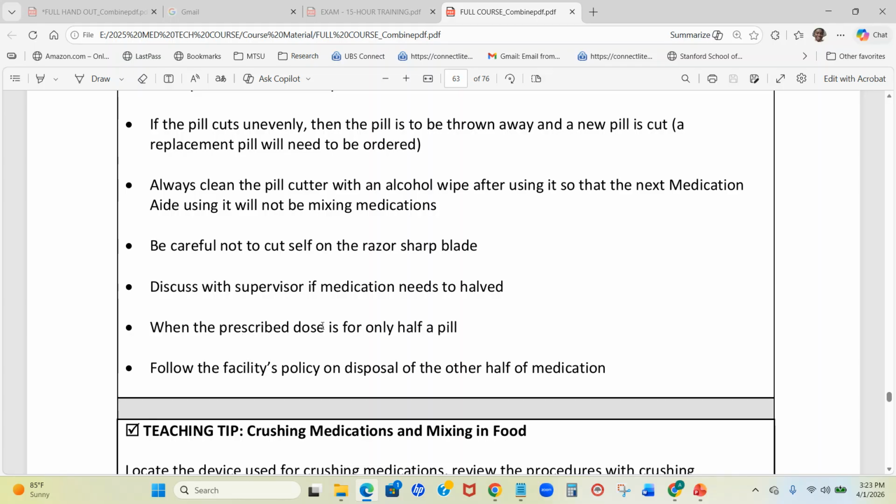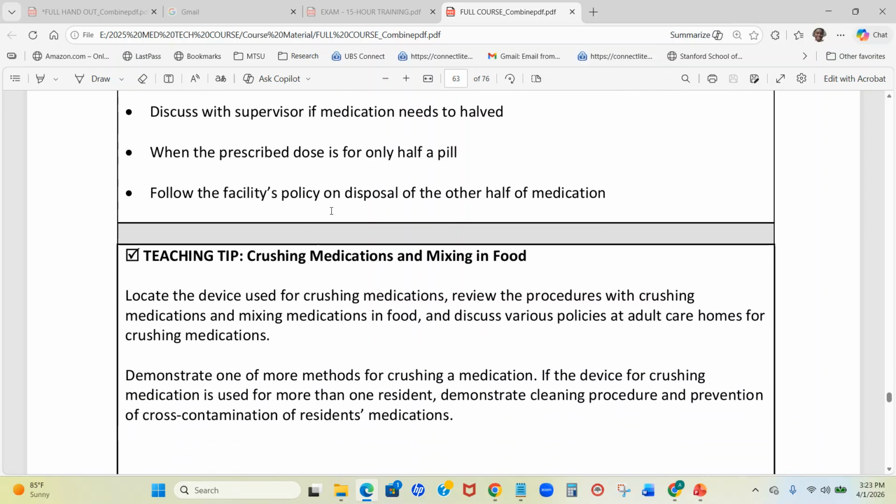Okay. Discuss with the supervisor if medication needs to be halved when the prescribed dose is for only half a pill. Follow the facility policy on disposal of the other half of the medication. So remember, especially if it's a narcotic drug, if you need to dispose of half of a narcotic drug, the policy might say that another aide has to be there. The nursing supervisor in the building has to be there to oversee it, or the administrator has to see it and show you how to dispose of it.